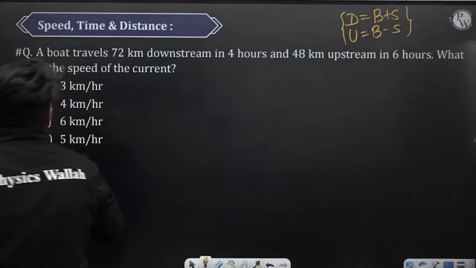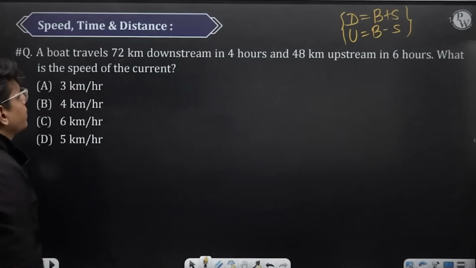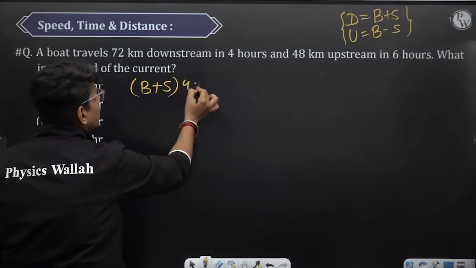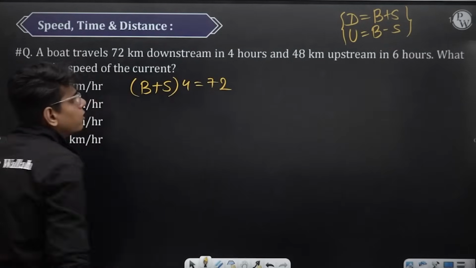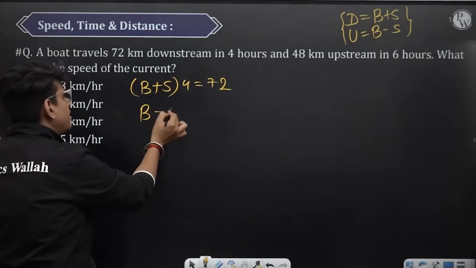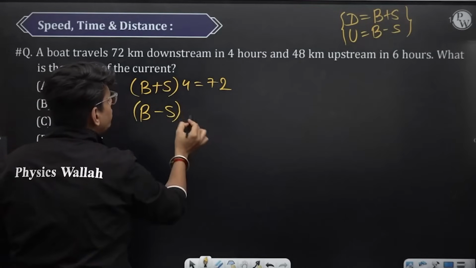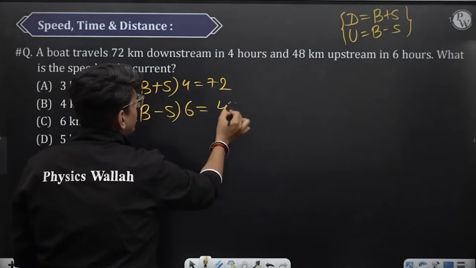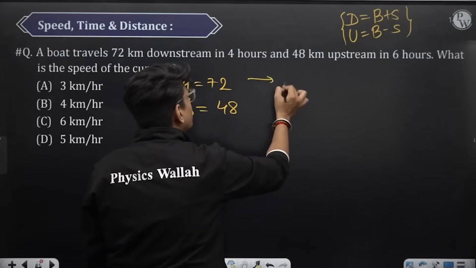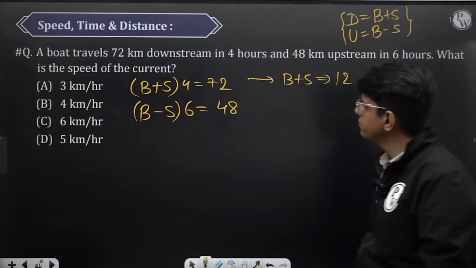So in this case, the boat travels 72 kilometers downstream in 4 hours. That means B plus S, the downstream speed, into 4 equals 72. 48 kilometers upstream in 6 hours. That means B minus S, the upstream speed, into what is the time given to you? 6 equals 48. Right? This is the equation. From this, I can say B plus S equals 12.